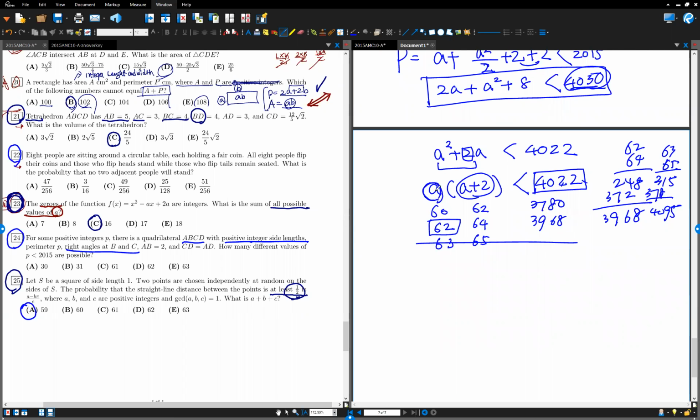So what are the values of a, a positive number? It can be 1, 2, 3, 4, up to 62. Those are all the possible values of a. 62 numbers.